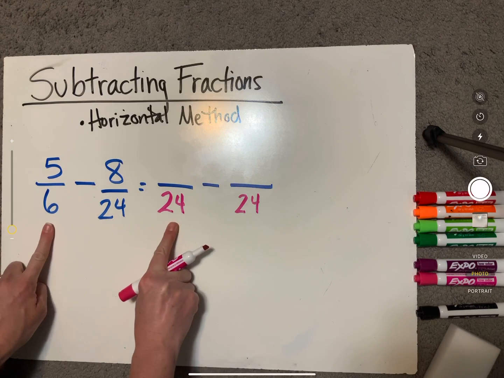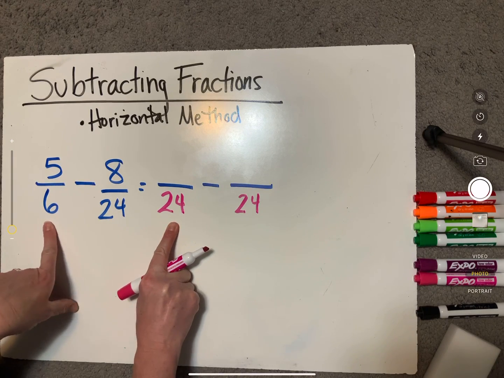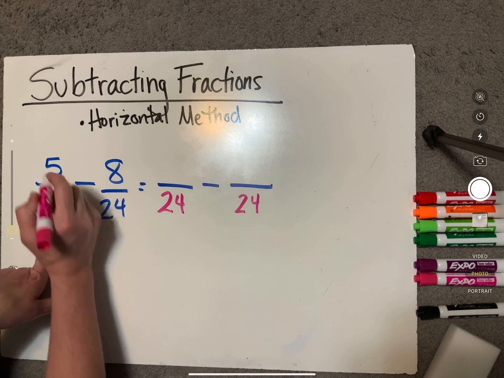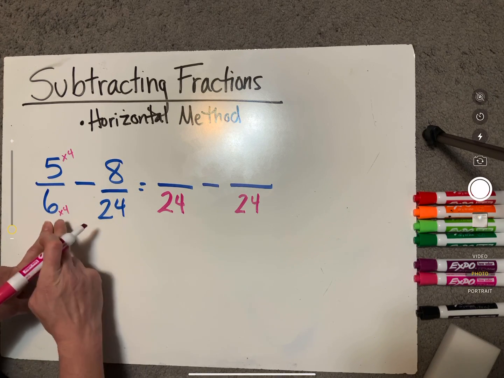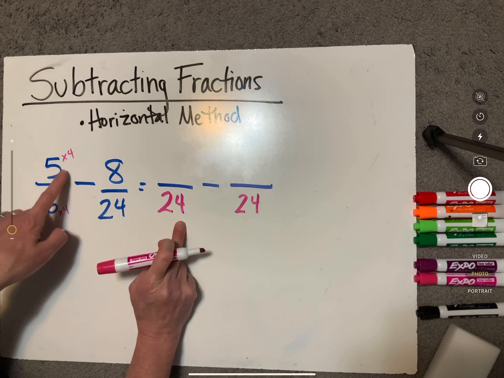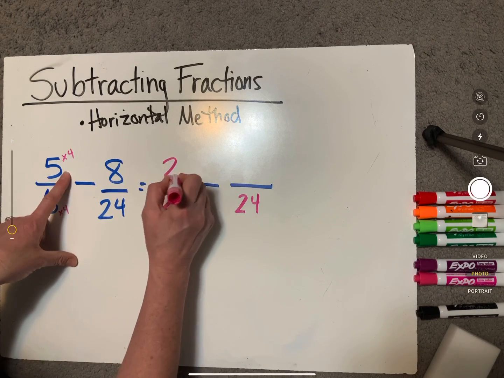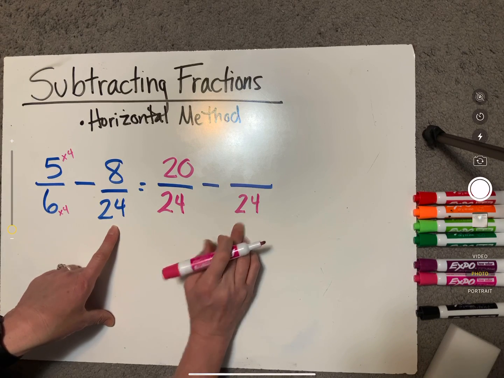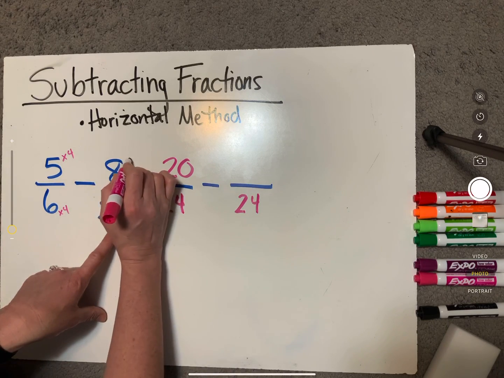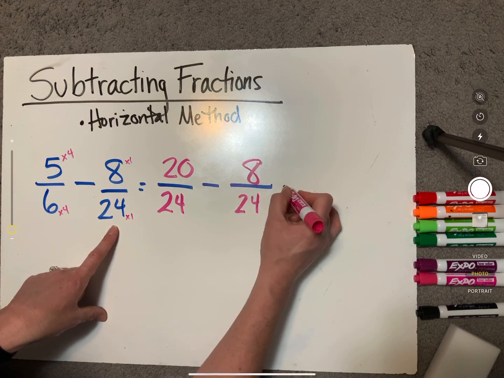So we're going to look at these two fractions. 6 times what would be 24? 6 times 4, which means we're going to multiply this number times 4 and this number times 4. So 6 times 4 is 24. 5 times 4 is 20. 24 times 1 would be 24. So 8 times 1 would be 8.